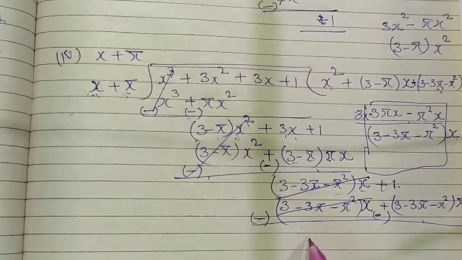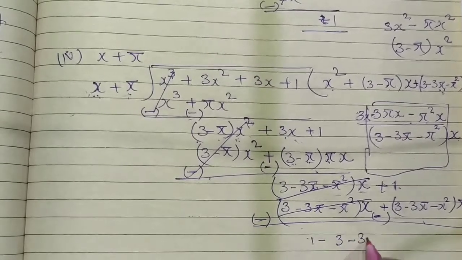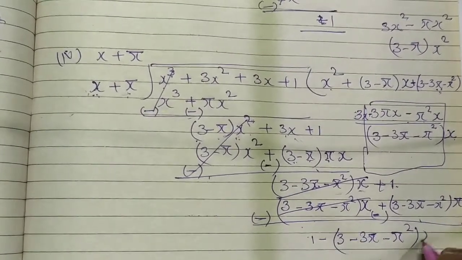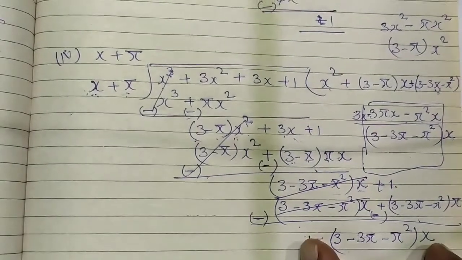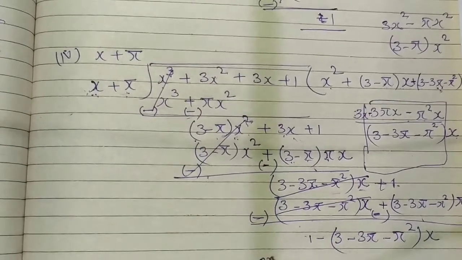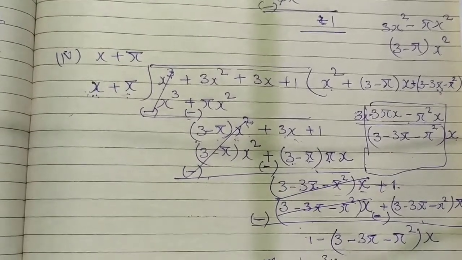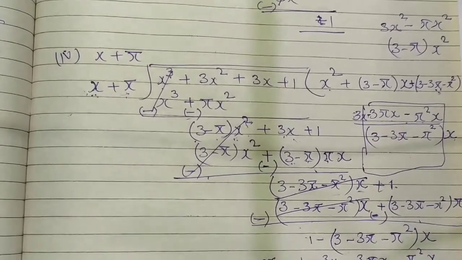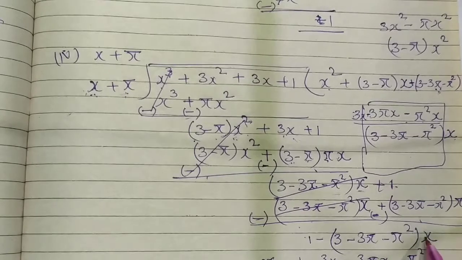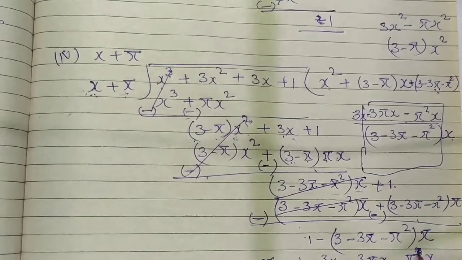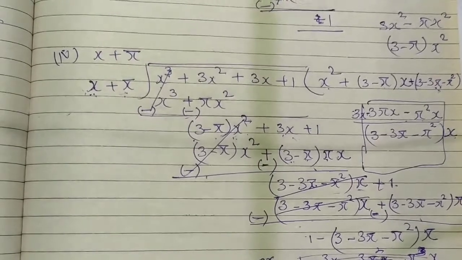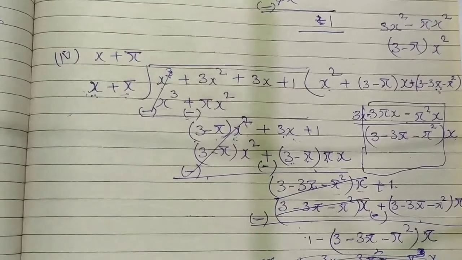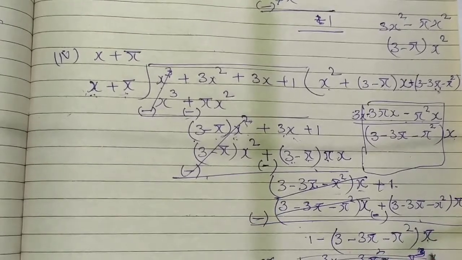So what is left is this one. Let's write it here. 1 minus 3x minus 3 pi x minus pi square x. Now this is the thing left here. Sorry, it is pi, not x, so it will be pi cube and pi square. Okay, let me do it again. So it is 1 minus 3 pi minus 3 pi square minus pi cube, because it is pi. I thought it was x.